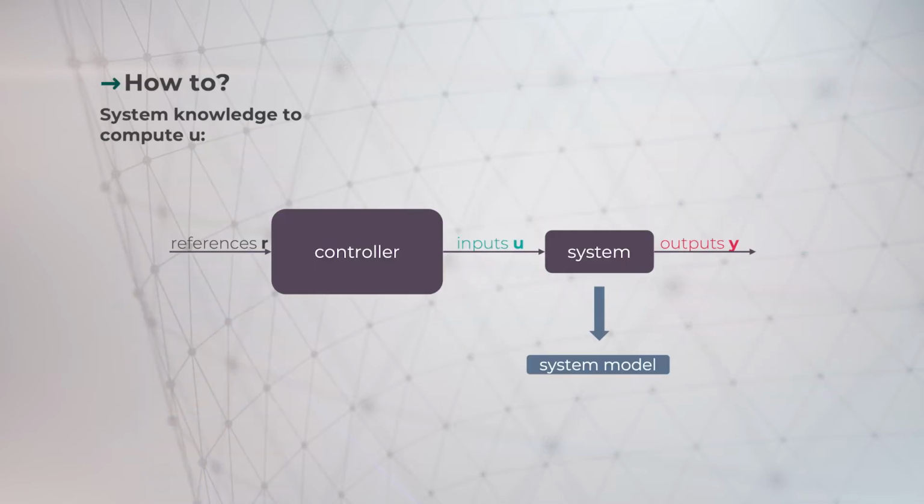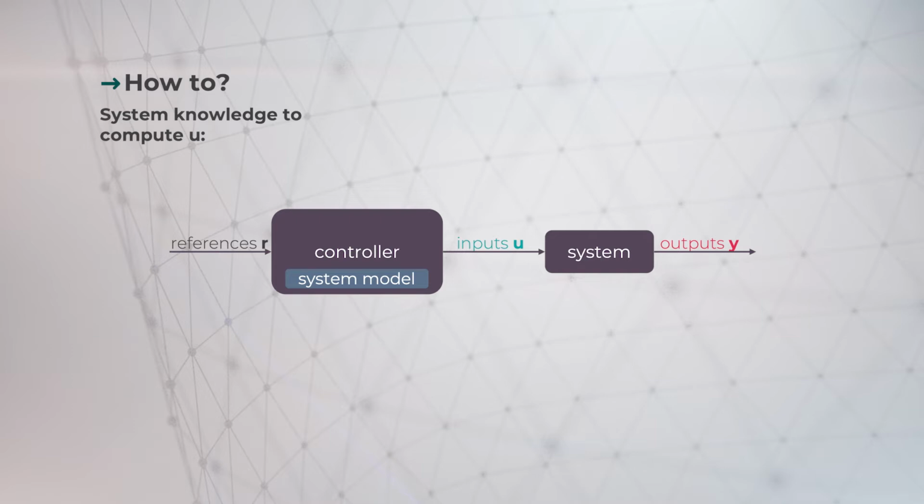How can we achieve such a reference tracking? Well, one attempt would be to know something about the system. For example, to have a system or process model. That model is then used to compute the required input U in order to achieve the desired output Y. Although this idea seems very promising at first glance, it also has some drawbacks.